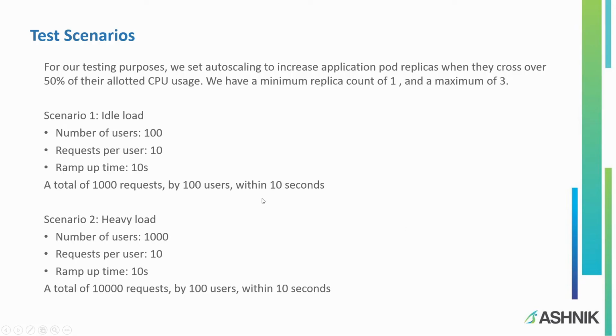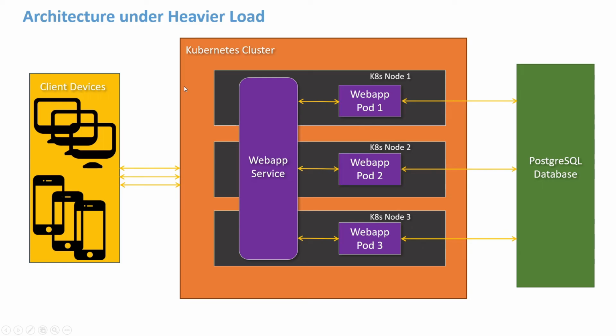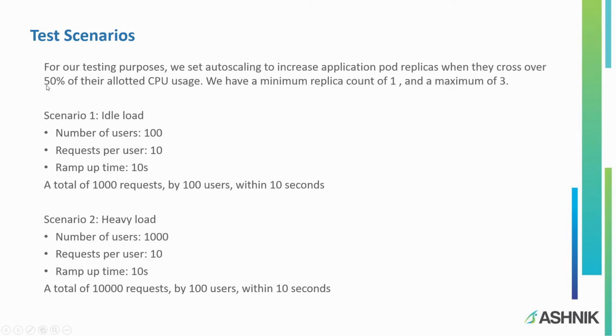To test the scenario while implementing it in our demonstration, we are going to set up autoscaling to increase the number of application pods when they cross over 50% of their allotted CPU usage. So we will be setting up rules within Kubernetes such that each pod should only be allowed to consume a specific amount of CPU and memory. And when it crosses 50% of that allotted CPU usage, we will scale up.